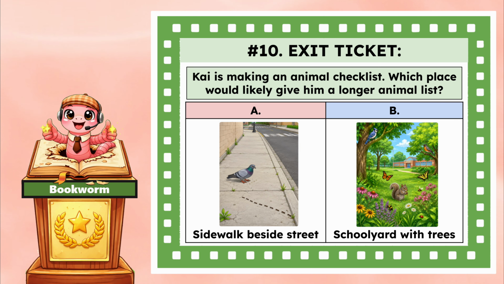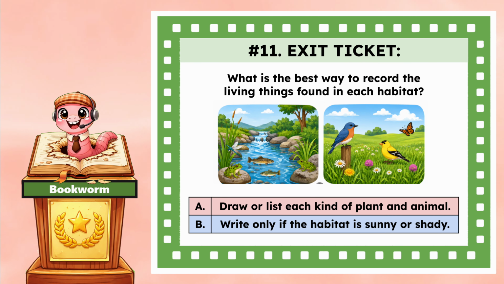And the correct answer is letter B, schoolyard with trees. What is the best way to record the living things found in each habitat?